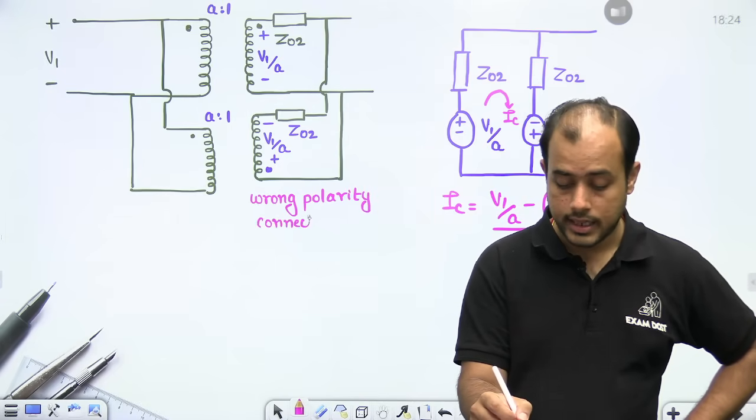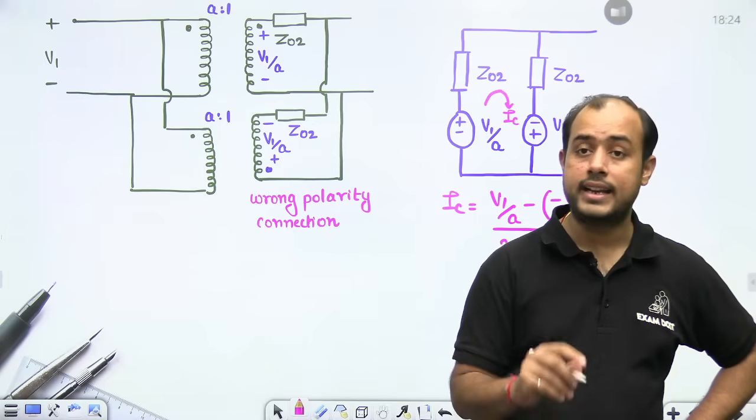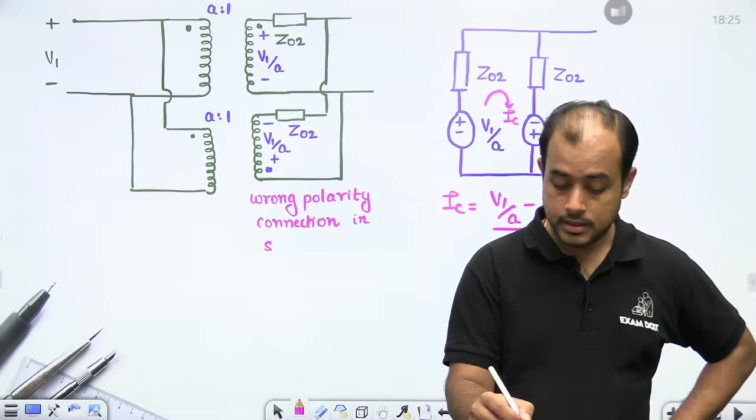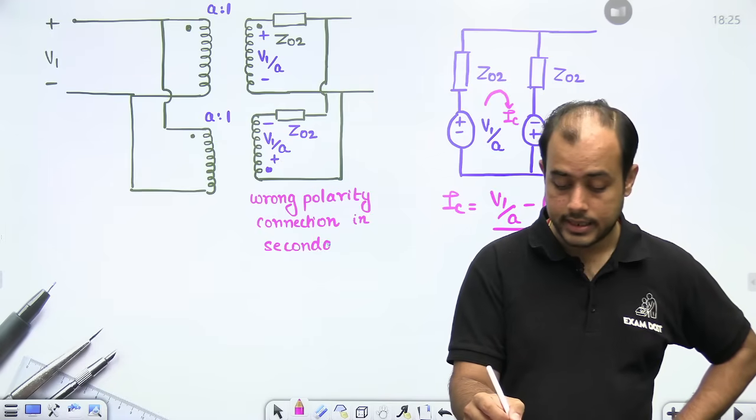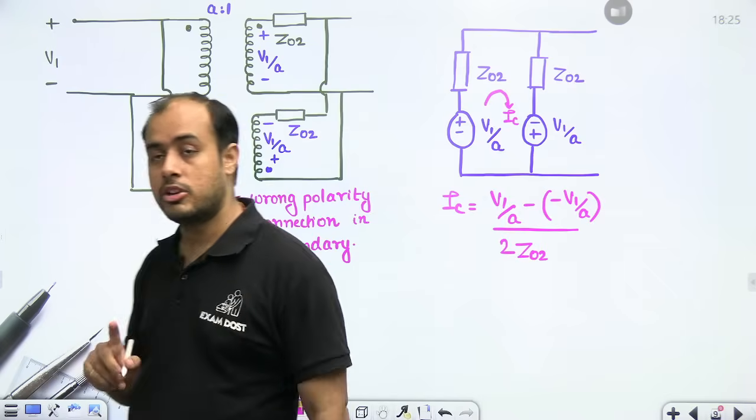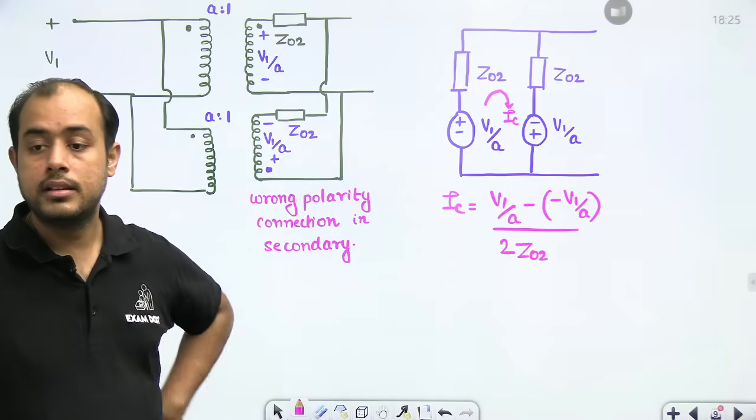No beta, it is not like Sumpner's test. In Sumpner, secondaries are connected in series. But here, primary as well as secondary is in parallel.